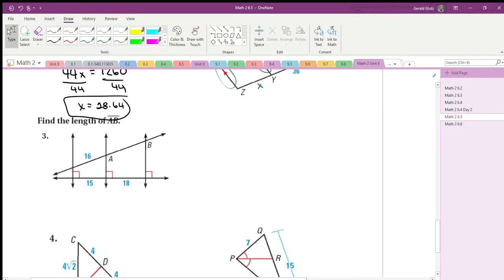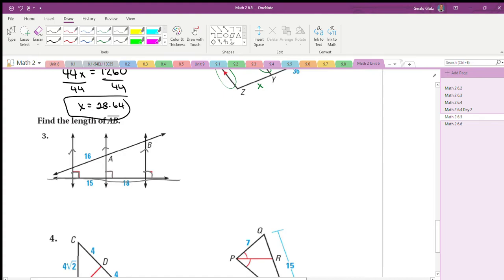So example 3. Find the length of AB. It doesn't really tell us necessarily, but I can tell that these are all parallel lines because we have one line going through all of them, and it creates a 90-degree angle.